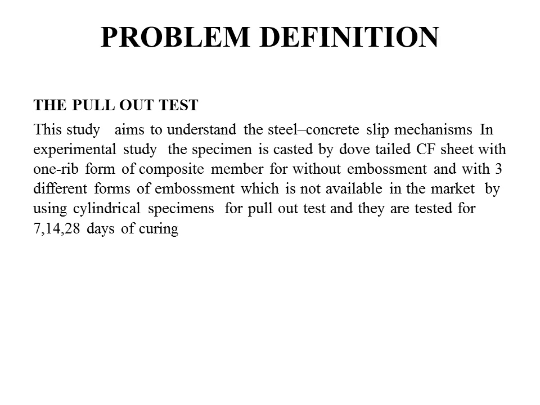Problem definition. The pull-out test. The study aims to understand the steel concrete slip mechanism in experimental study. The specimen is cast by dovetailed CF sheet with one rib form of composite member for without embossment and with three different forms of embossment, which is not available in the market. By using a cylindrical specimen, we are casting this. They are tested for 7, 14 and 28 days of curing.